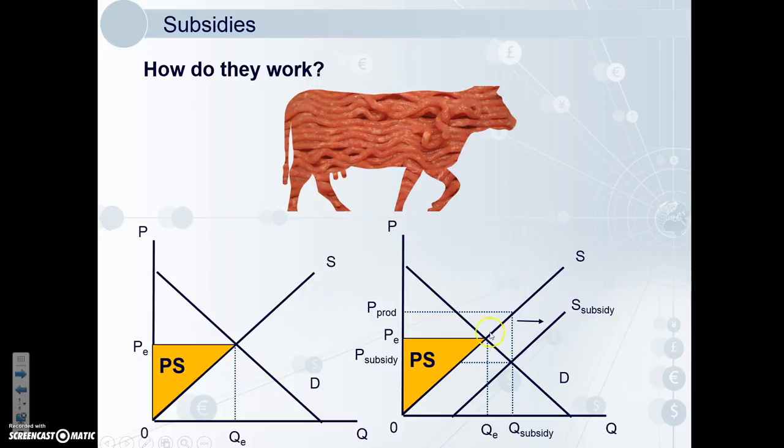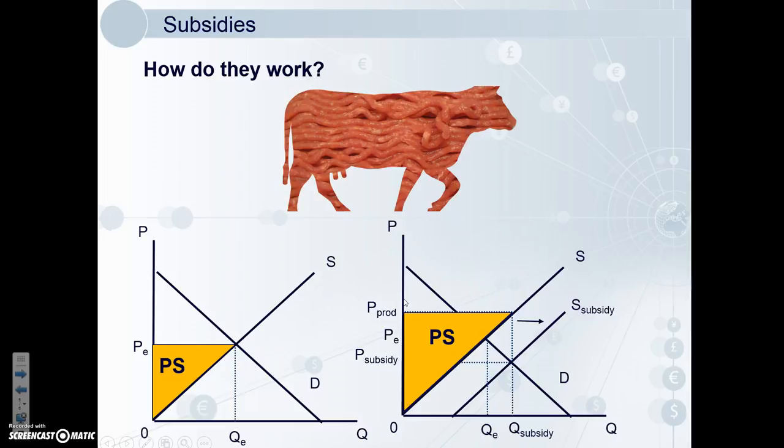This area here to find producer surplus is the area between the price they are willing and able to sell for, the supply curve, and the price they receive, P prod. So the area here. And if producers are better off, that means another group of people are better off. We know producers are better off, the producer surplus is bigger.